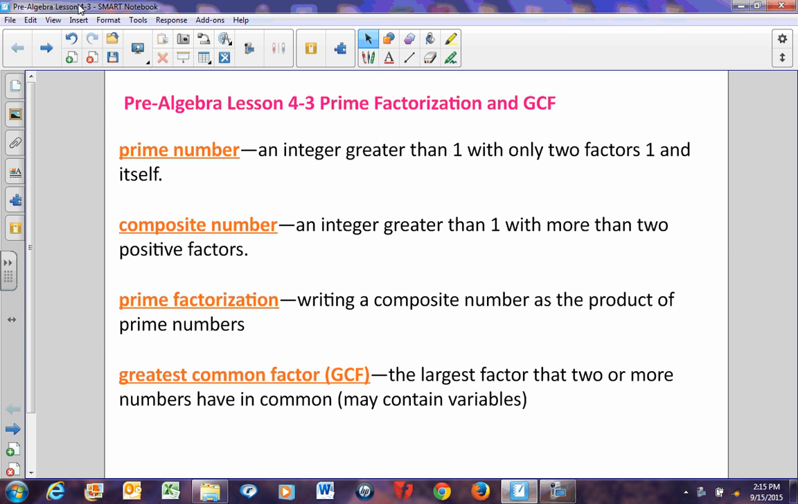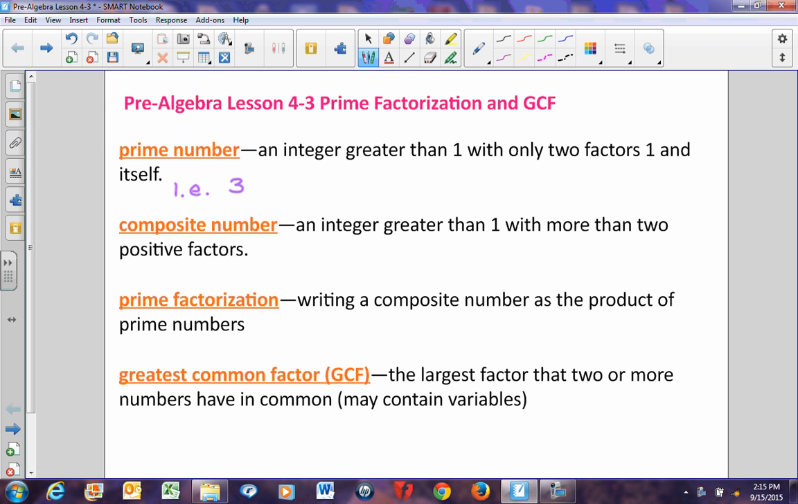This is pre-algebra lesson 4-3, prime factorization and greatest common factor, otherwise known as GCF. A prime number is an integer greater than 1 with only two factors, 1 and itself. A good example of a prime number, 3 is a prime number, because the only way you can get 3 is 1 times 3. So it's a prime number.